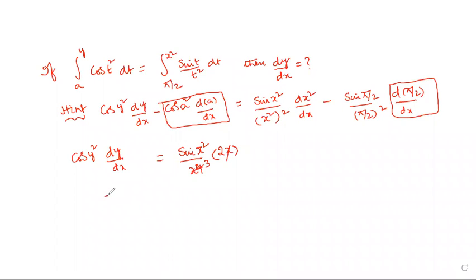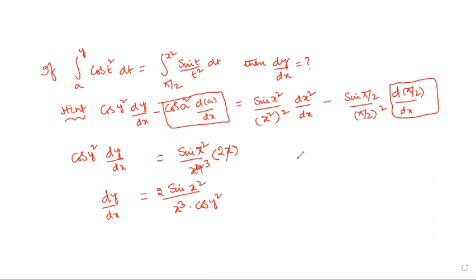Now write down dy by dx is equal to sine of x square; 2 comes outside. The denominator is x cube into cos of y square, which is the required answer. Here it is small y square. So dy by dx, is it clear? Okay? This is the required answer.